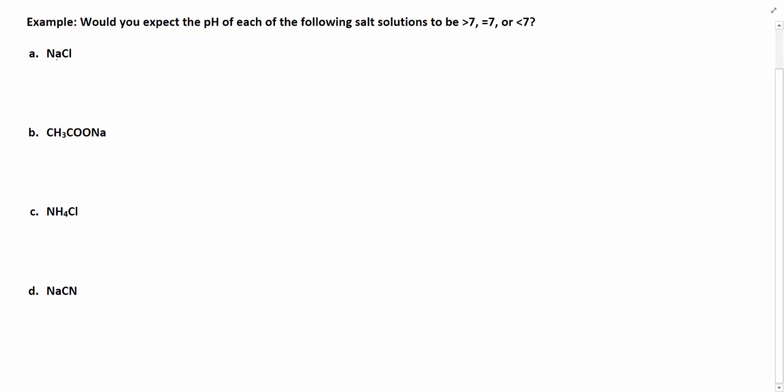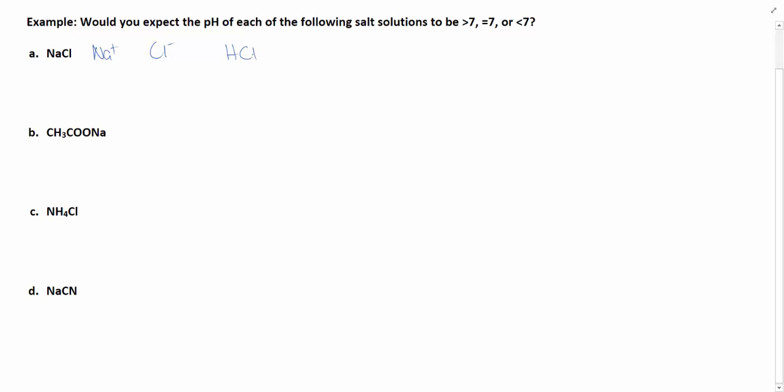For the first one here, we have NaCl. Sodium is always just a spectator ion. So this is Na+, and Cl-. We can ignore the sodium because it's always a spectator ion. So we look at the chloride anion. That is the conjugate base of HCl.